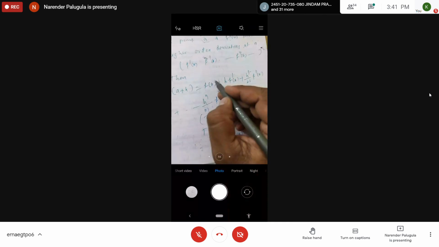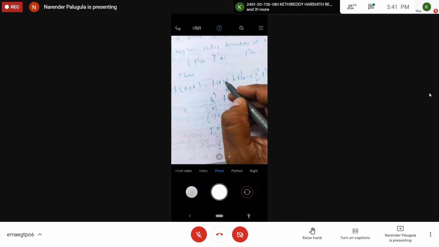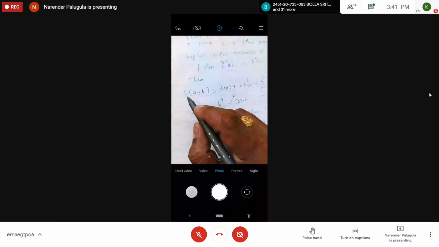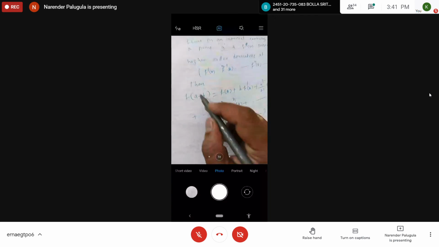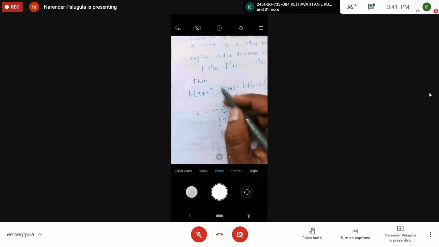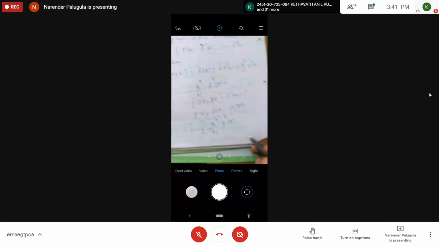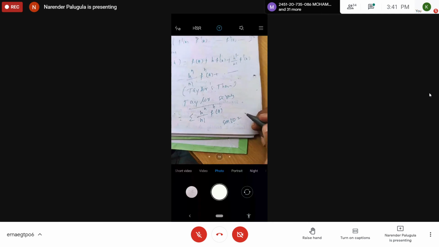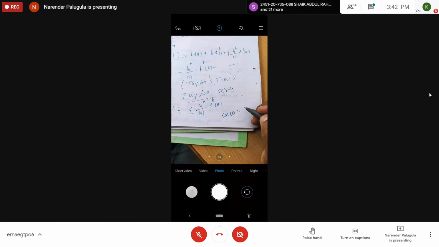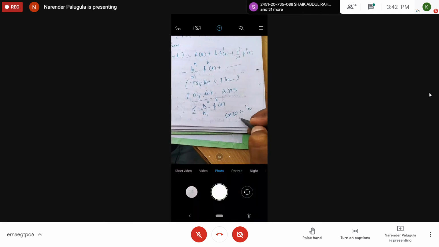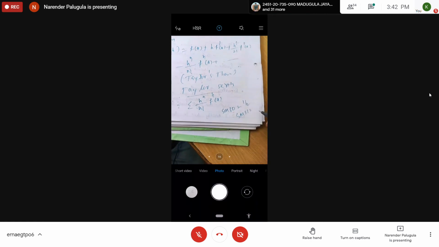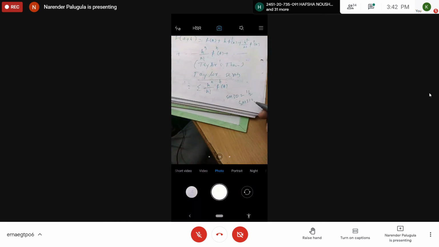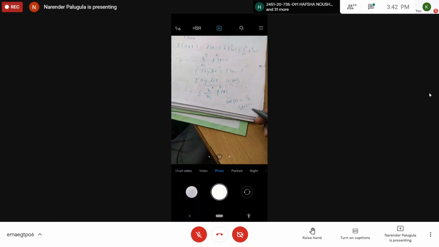Suppose we know the function value at a, then we can find the function value at a with some small increment, a plus something, using this formula. A simple example: if you know sin 30, what is sin 30 degrees? One by two. Now what will be sin 31? Can you find this without calculating? What is sin 31 then?